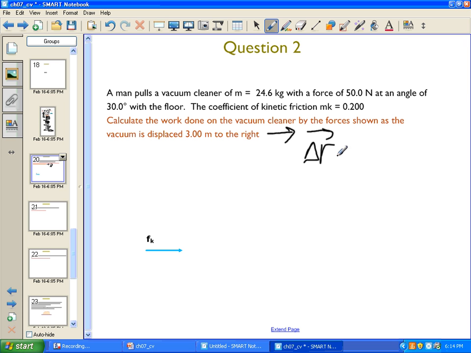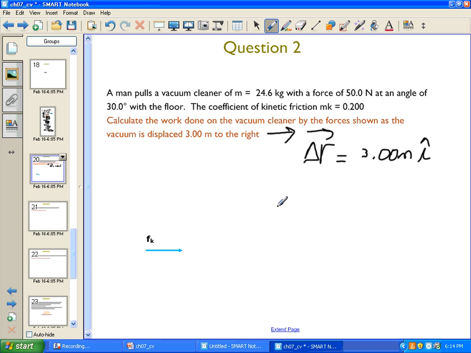provided, which for some reason on my notebook page does not appear. So let's see if we can't reproduce this diagram as best as I can with this pencil. First, let's agree that delta R is equal to 3 meters.